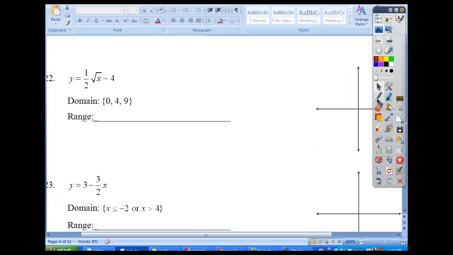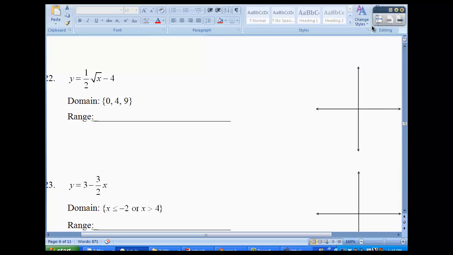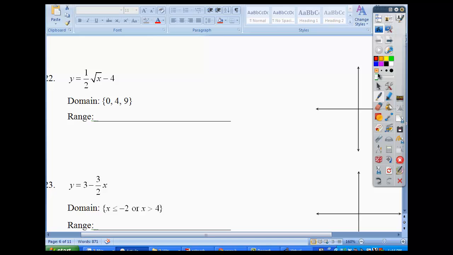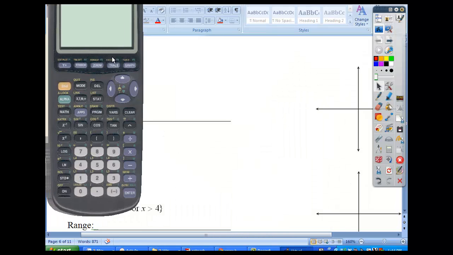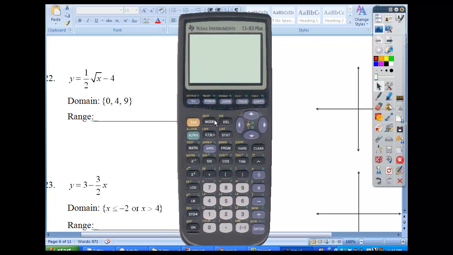Alright, so I'm sure as you guys get towards the end of this worksheet, you're looking at these problems and you're going, I have no idea what this is asking me. So the first thing that would be helpful to do is actually just get out your calculator and go ahead and graph the equation that you have here.